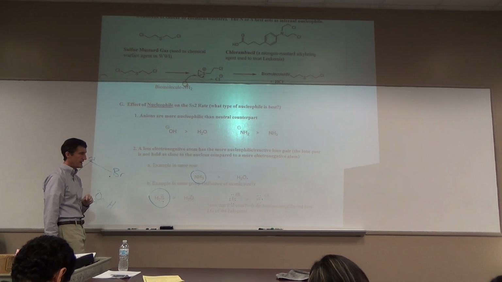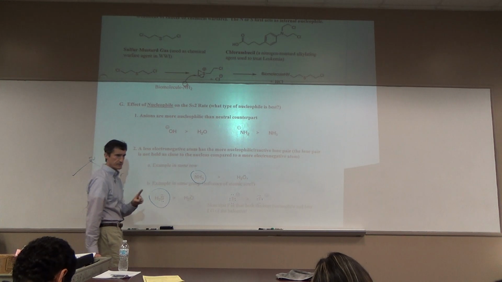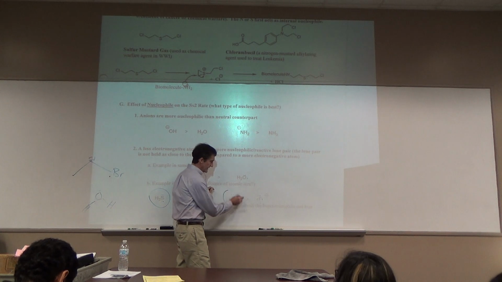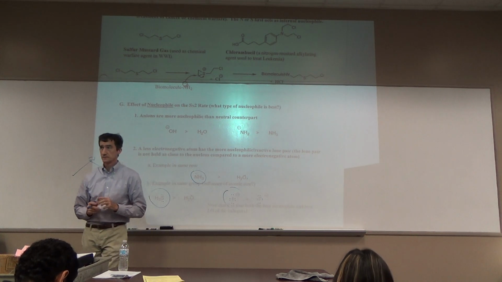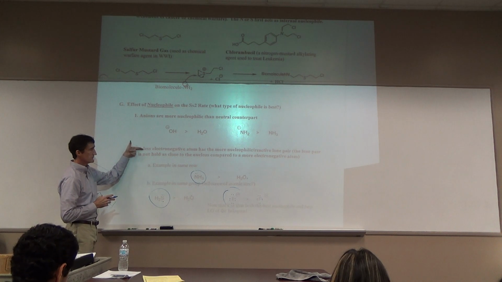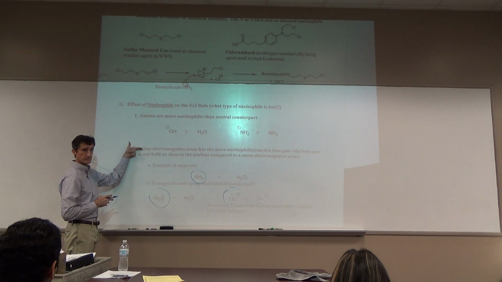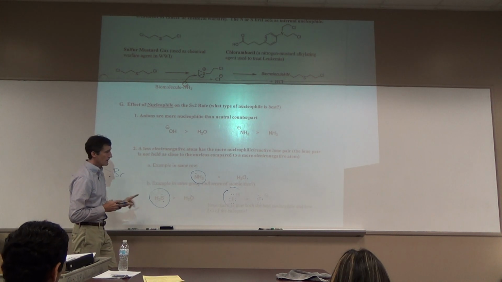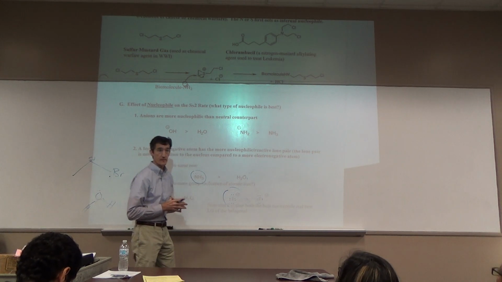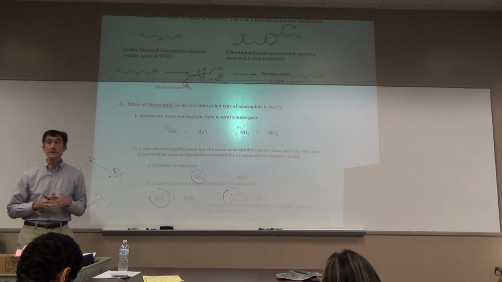This is where we have a little bit of difference between nucleophile and base. Iodine is a better nucleophile because it's less electronegative. Which one's a better base though? F minus is actually a better base.